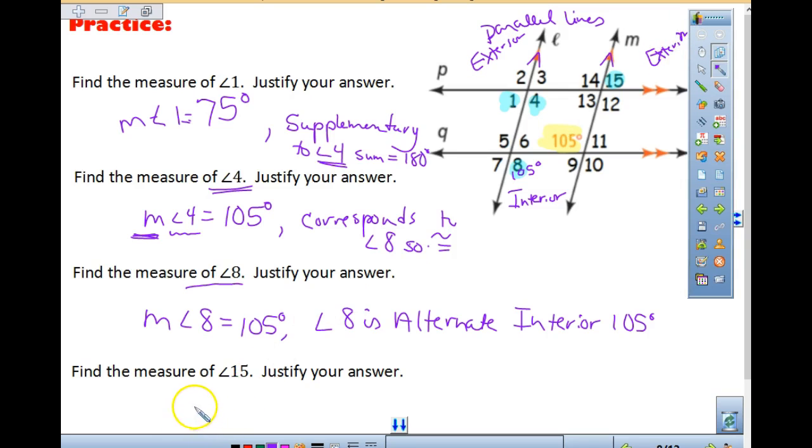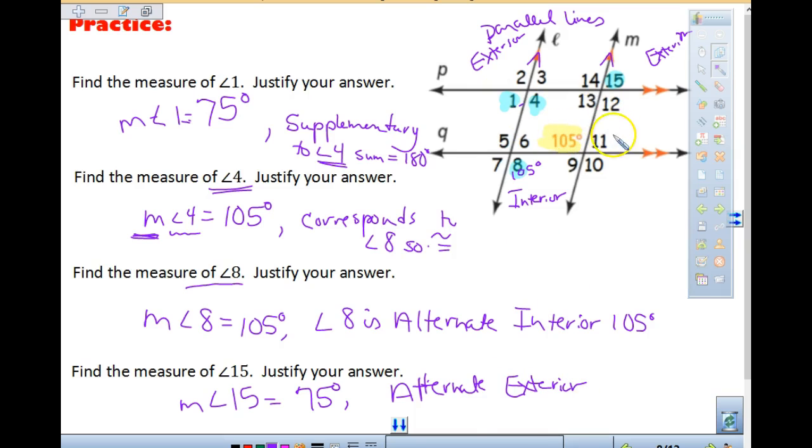So, the measure of angle 15 must be 75 or 105? If we are looking at angle 1 and that angle 15, it should be 75. Alternate exterior.